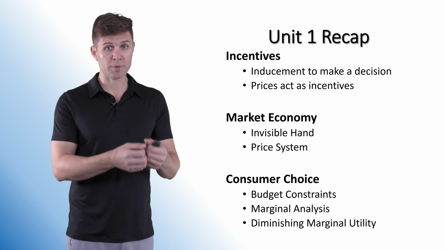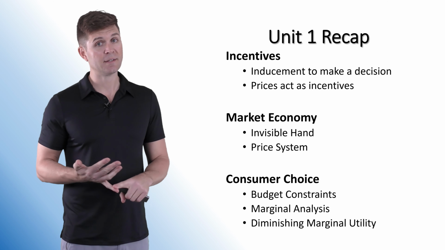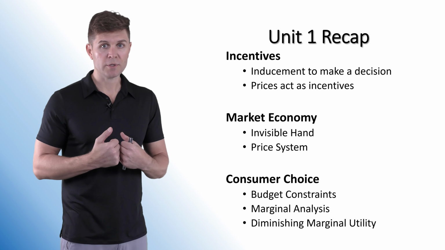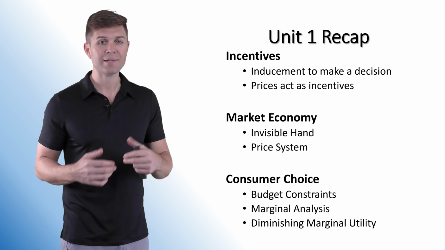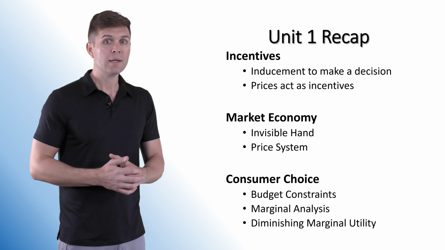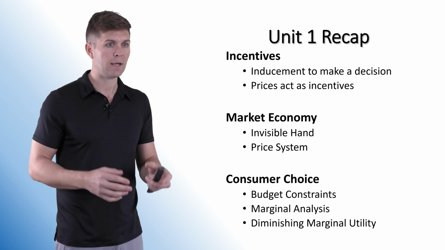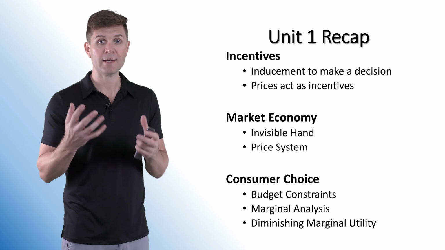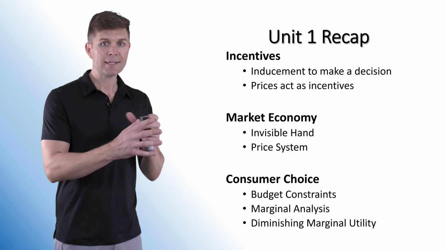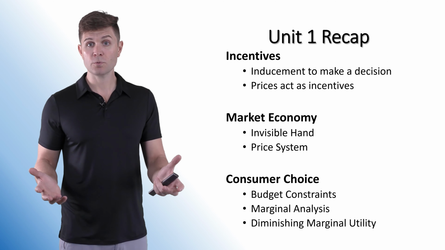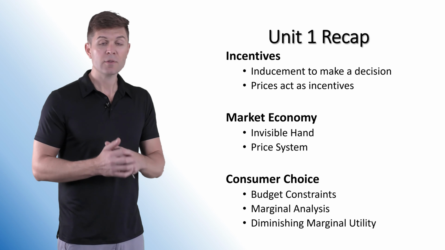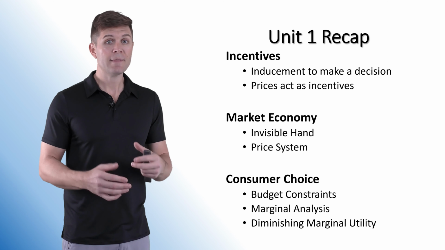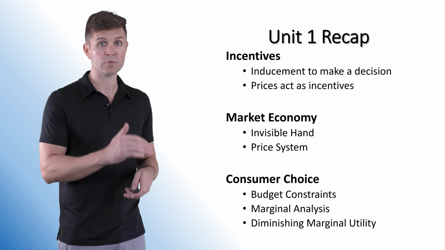All right, now a few things that we're going to be bringing back from Unit 1. First off, the idea of incentives. This is not going away in this class, but the price incentive is really what we're looking at here. How changes in prices, high price, low price, impact consumers and producers, to drive them to buy or produce more or less. Now, the market economy, this is what we are illustrating. The forces of the market economy, that invisible hand through the price system guiding resources. And then finally, consumer choice, especially when we're dealing with demand. Those budget constraints, the idea of marginal analysis, the concept of diminishing marginal utility, that's going to play in heavily in today's lesson with that downward sloping demand curve.